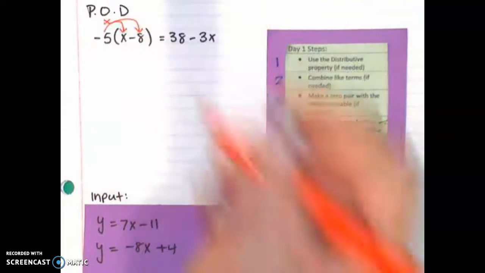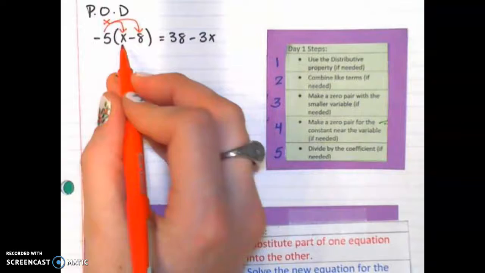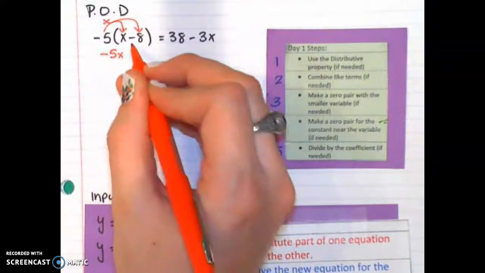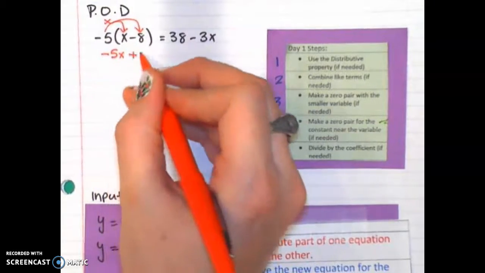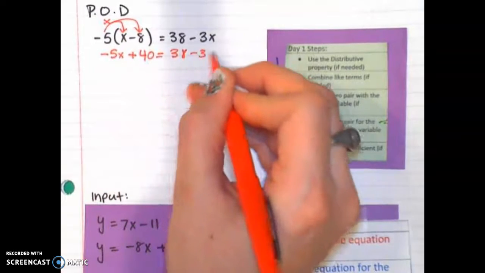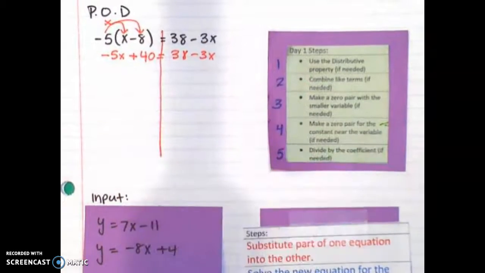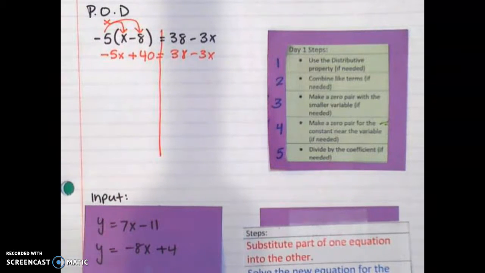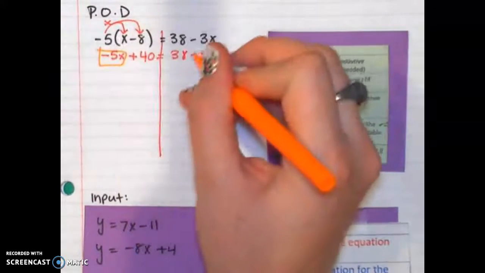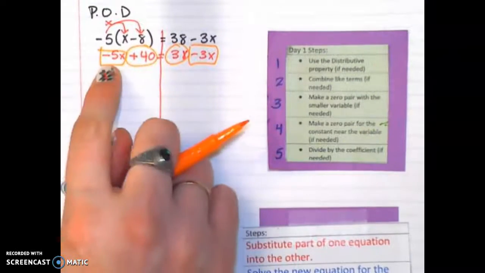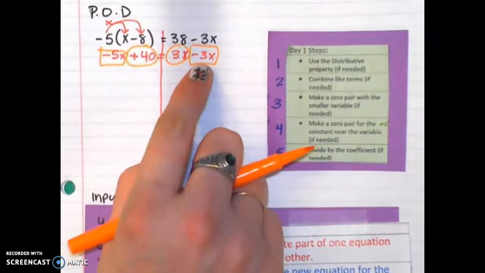Remember, distributing means multiplying. So negative 5 times x gets me negative 5x. Negative 5 times negative 8, two negatives get you a positive 40, equals 38 minus 3x. Now we can move on. Combine like terms if needed. I see that I don't have two of the same type on each side. I have a variable and a constant and a variable, so I can't combine any of those.